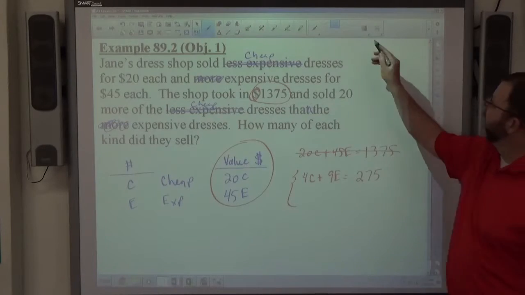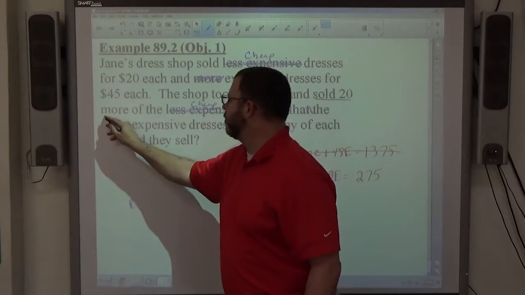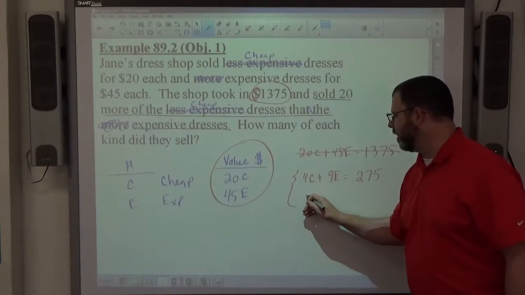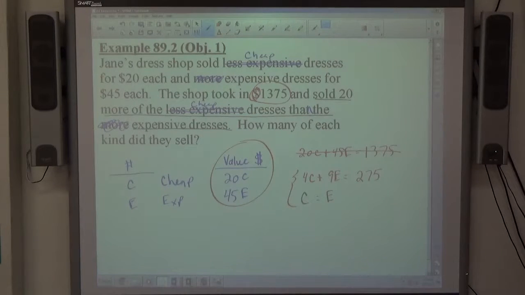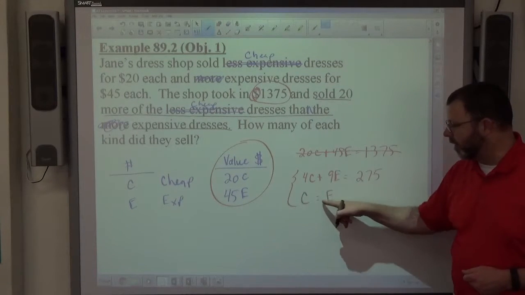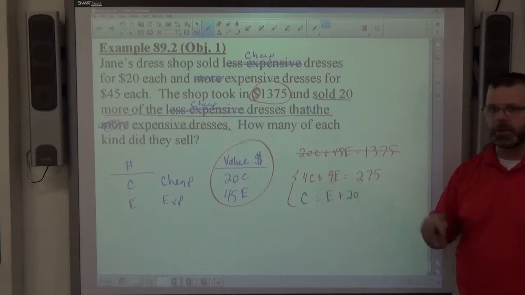The other fact they give us is they sold 20 more cheap dresses than expensive dresses. All right, so if I just put C equals E, that's false, right? Is C or E bigger? C is bigger, right? Because you have to add. They sold 20 more cheap dresses, so C is 20 bigger than E. So if C is 20 bigger than E, and I want to make this an equation that's actually true, I take the smaller number, add 20 to make the bigger number.